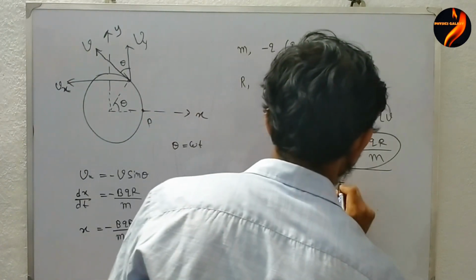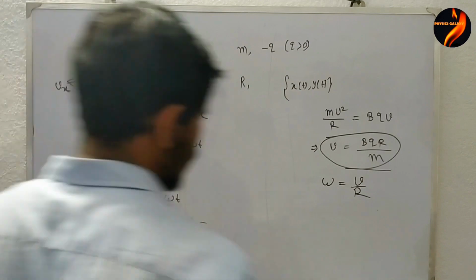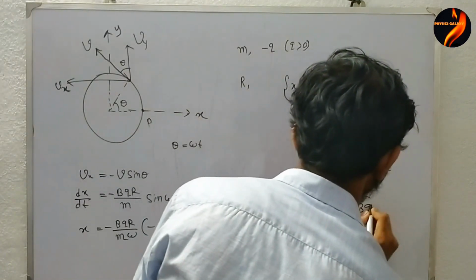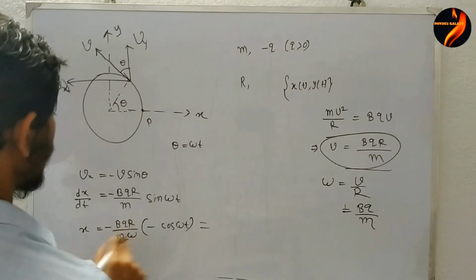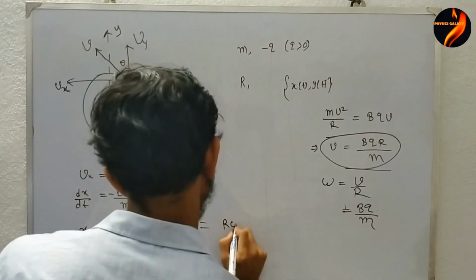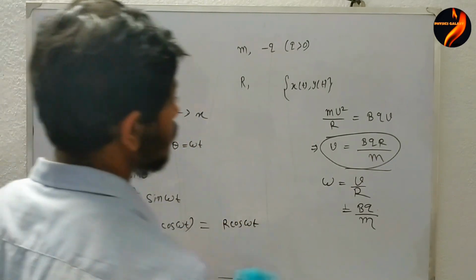So omega equal to V by R, equal to BQ by M. So this omega and this BQ by M will cancel out and we are left with just R cos omega t. So this is the x as a function of time.